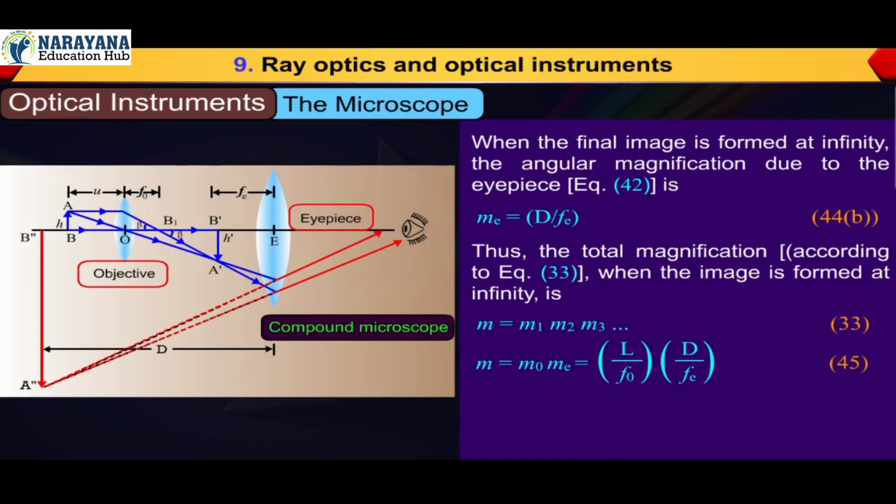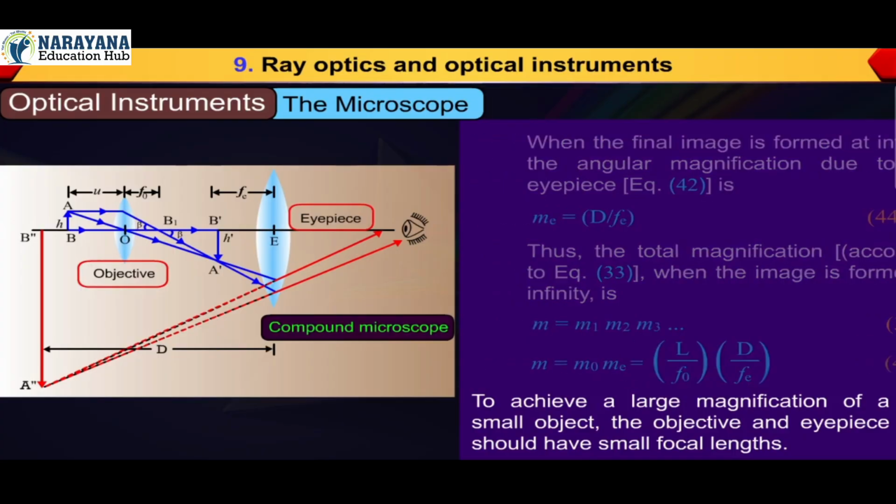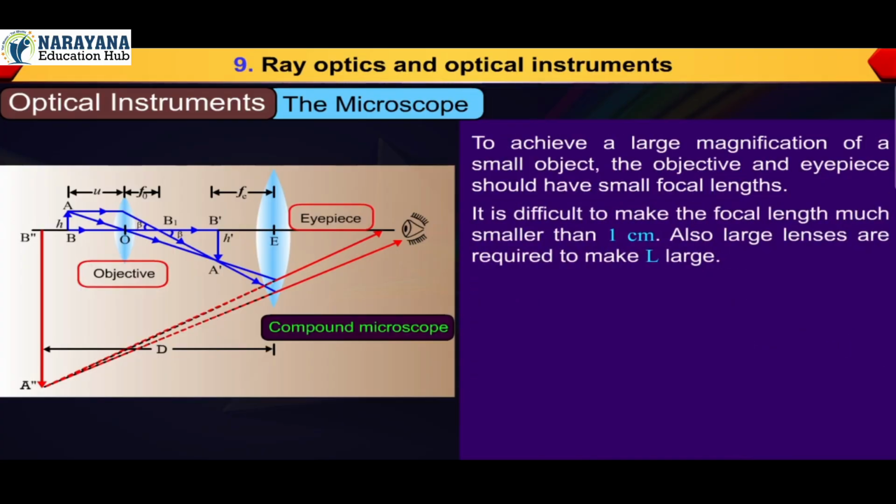Equation 45. To achieve a large magnification of a small object, the objective and eyepiece should have small focal lengths. It is difficult to make the focal length much smaller than 1 cm. Also, large lenses are required to make L large.